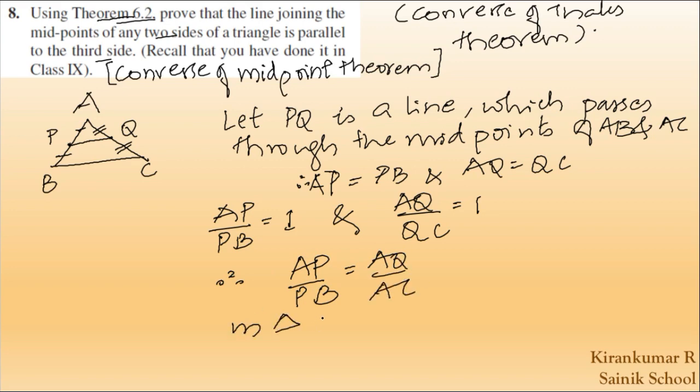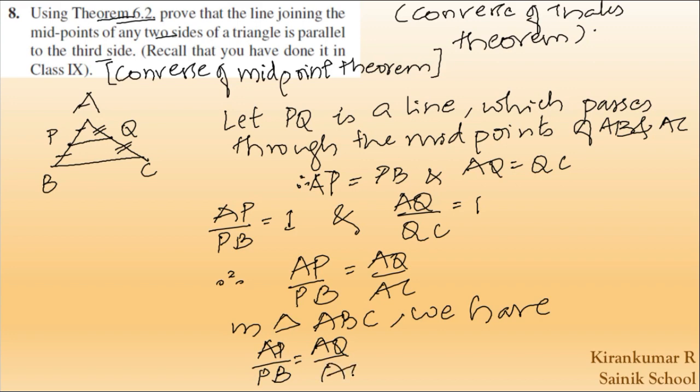Now in triangle ABC, we have AP by PB equal to AQ by QC. This implies PQ is parallel to BC. So hence we have proved the converse of midpoint theorem using the converse of Thales' theorem.